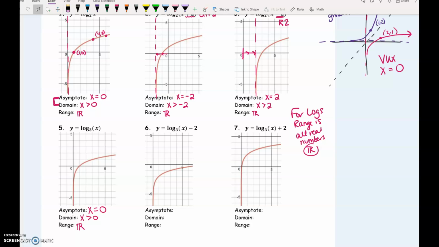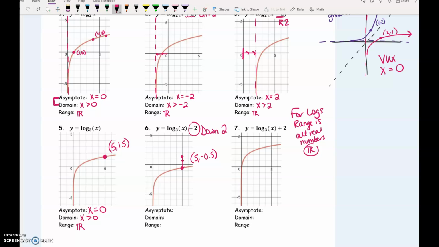How has number 6 changed from number 5? The asymptote's still at 0. I'm going to look at this point right here. That point looks like it's 5, 1.5. This point is 5, negative 0.5. That point used to be here. It moved down 2 units. This minus 2 indicates that the graph moved down 2.